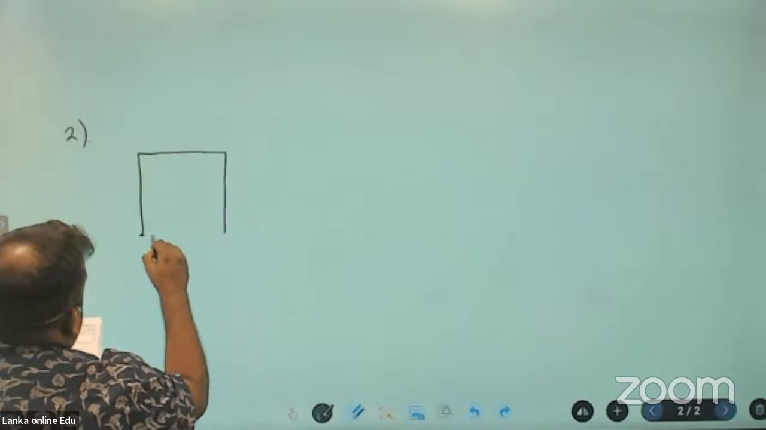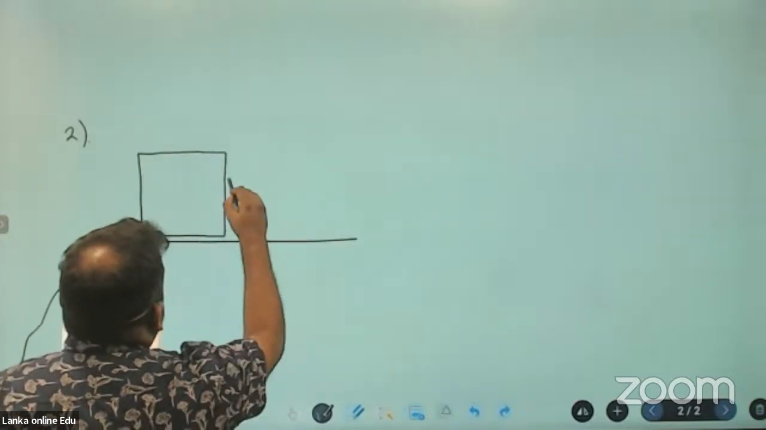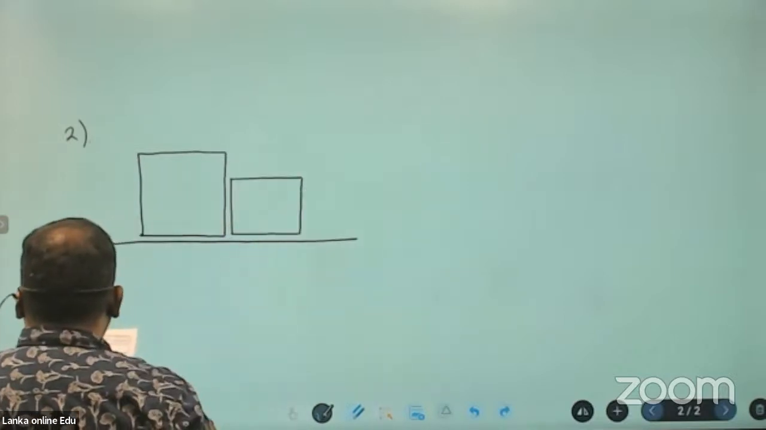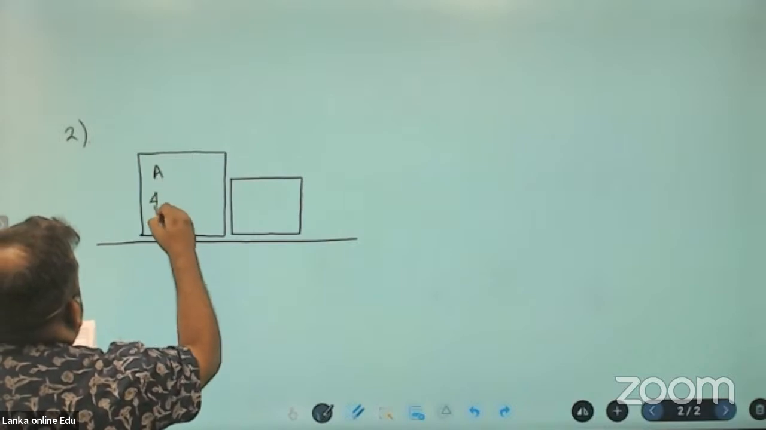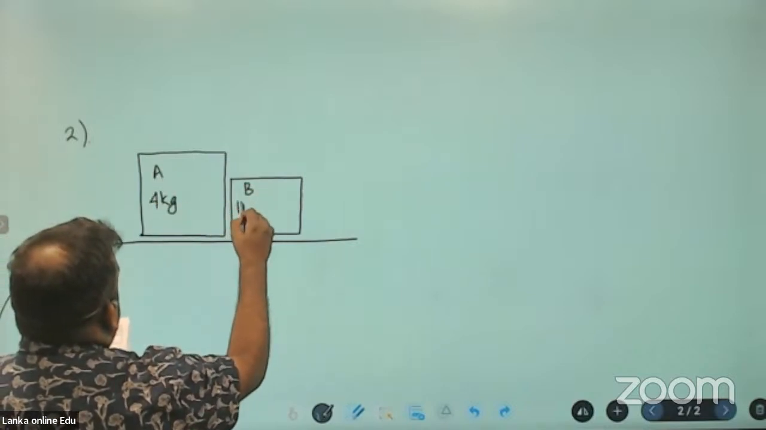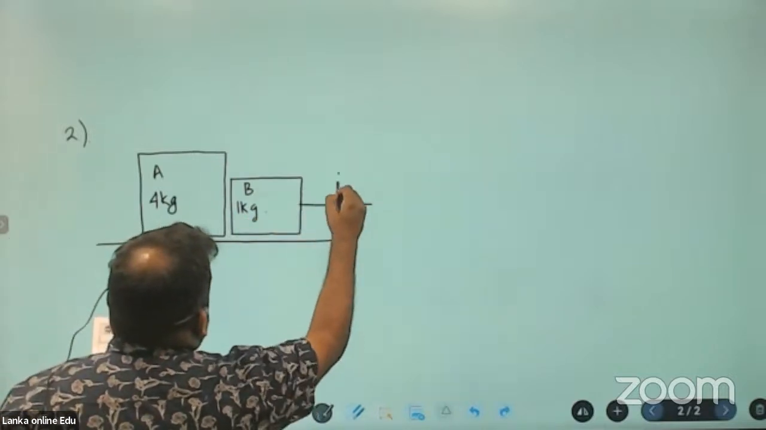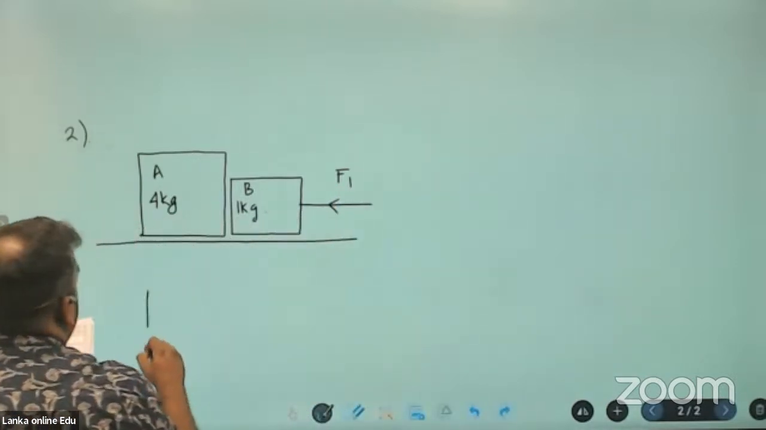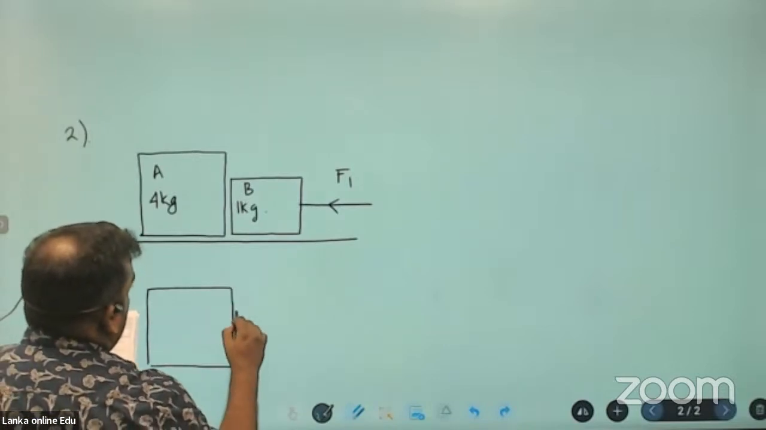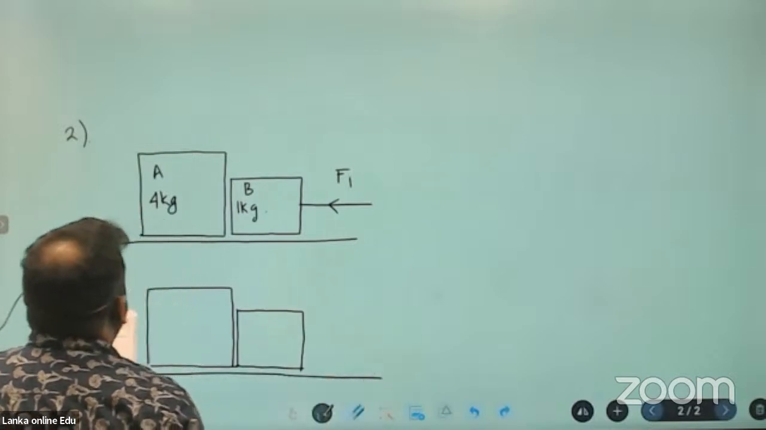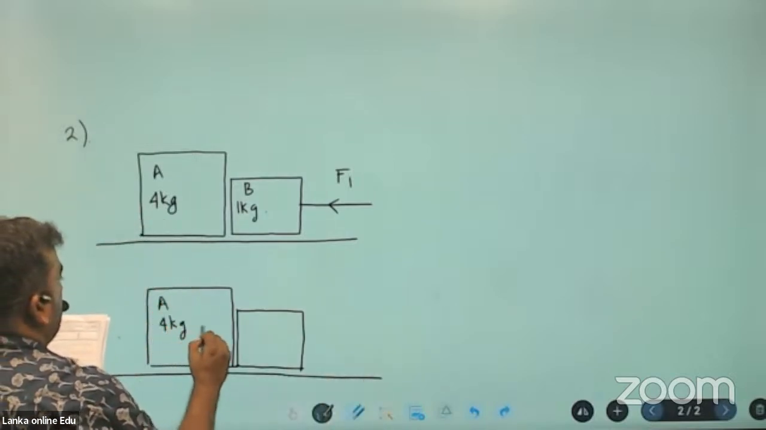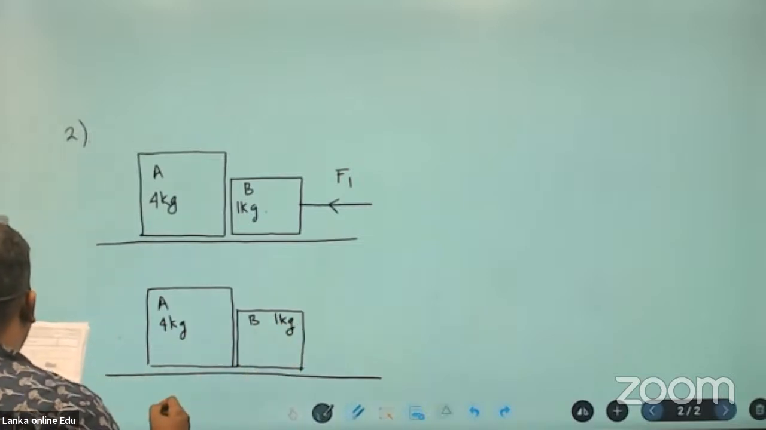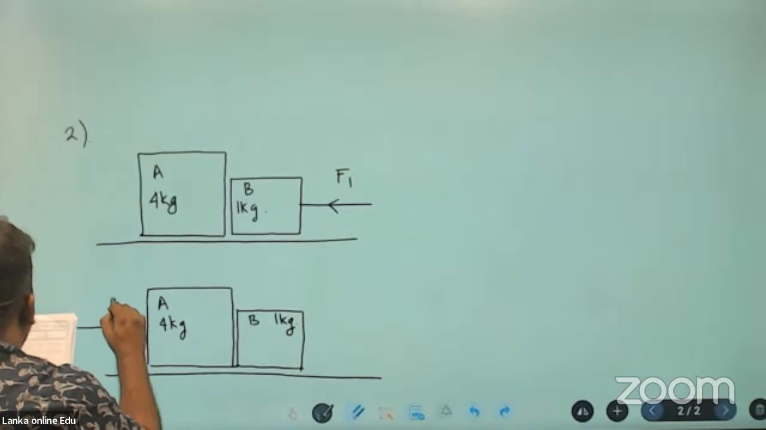Moving on. Question number 2. Here you have a 4 kilogram mass connected to another mass of 1 kilogram. So A is 4 kilogram, B is 1 kilogram. We are applying a force F1. Now the same thing the opposite way. Here you have A, here you have B. A is 4 kilogram, B is 1 kilogram. Now we are applying the force on the opposite side.